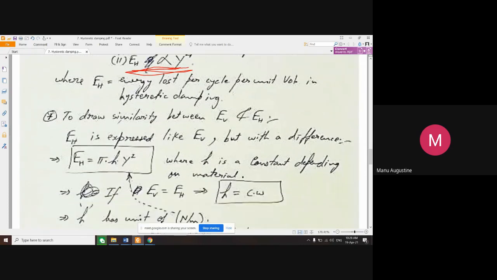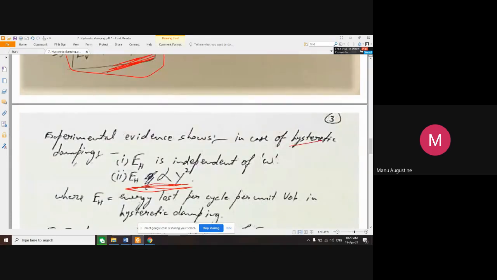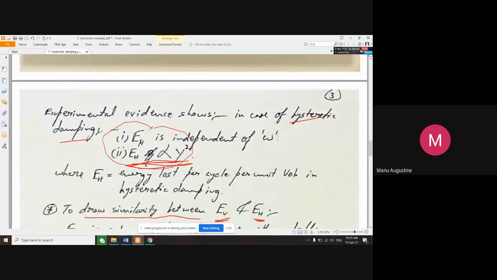Okay. Now we want to draw similarity between energy lost in viscous damping and energy lost in hysteresis damping. Energy lost in viscous damping is already totally understood by us. We know exactly the mathematical expression which is going to represent energy lost in viscous damping. But for hysteresis damping, we only know this much. We don't know anything else. Experiments have shown only one mathematical correlation, that energy of hysteresis is directly proportional to the square of amplitude.